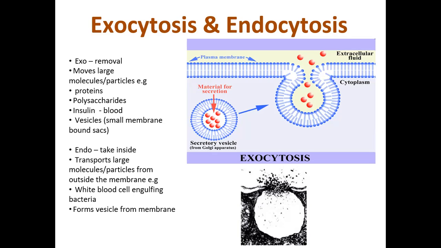Endocytosis is basically just the exact opposite. Endocytosis is when things are being taken into the cell. So things like large molecules from outside the membranes, such as white blood cells when they engulf bacteria. That whole process of phagocytosis is a type of endocytosis. A good example of exocytosis is neurotransmitters being released from neurons across the synaptic cleft. And a really good example of endocytosis is white blood cells engulfing pathogens in phagocytosis.